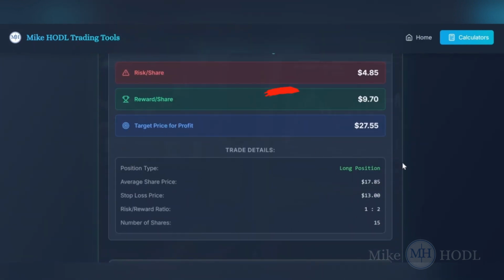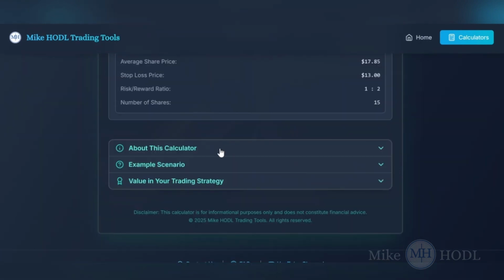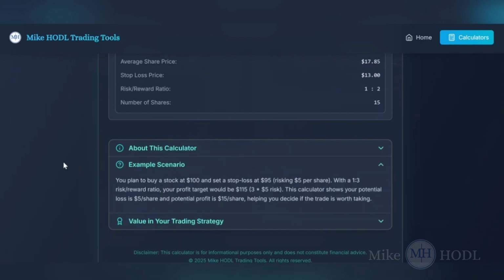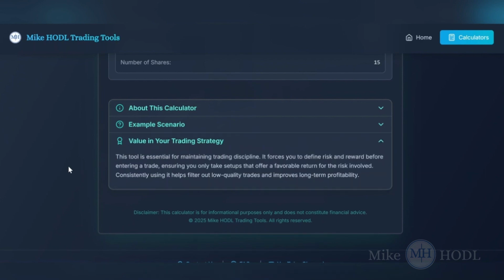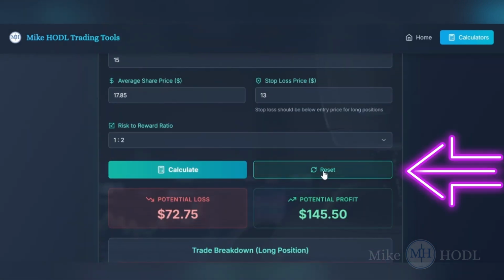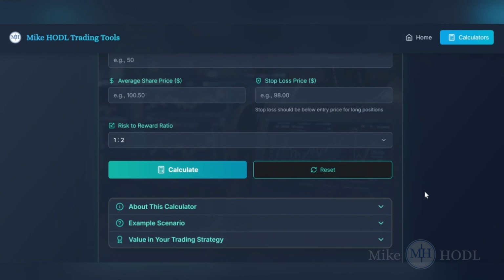Below that, you will find more trade details, including the position type, average share price, stop-loss price, risk-to-reward ratio, and the number of shares. At the bottom of the page, you can find more information about this calculator, an example scenario, and the value this tool adds to your trading strategy. Take the time to read over these to get more familiar with this calculator. And don't forget, you can always hit the reset button to clear everything and start over.